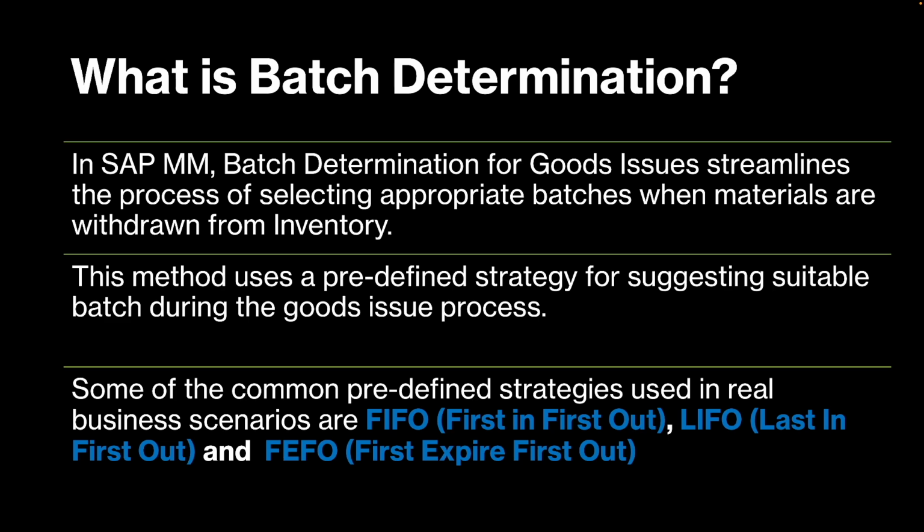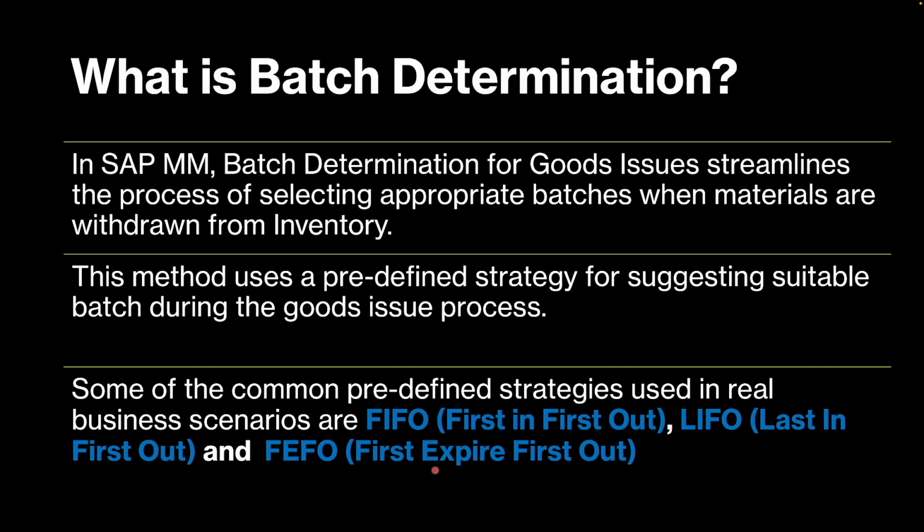And for doing this activity of batch determination, you will require a predefined strategy for suggesting a suitable batch during the goods issue process. And you can see here some of the common predefined strategies used in real business scenarios are FIFO, that is first in, first out, LIFO, that is last in, first out, and FEFO, that is first expire, first out. In first in, first out, the material that you received first will be issued first. In last in, first out, the material which you received last will be issued first. And in the first expire, first out method, the material which is going to expire first will be issued first.